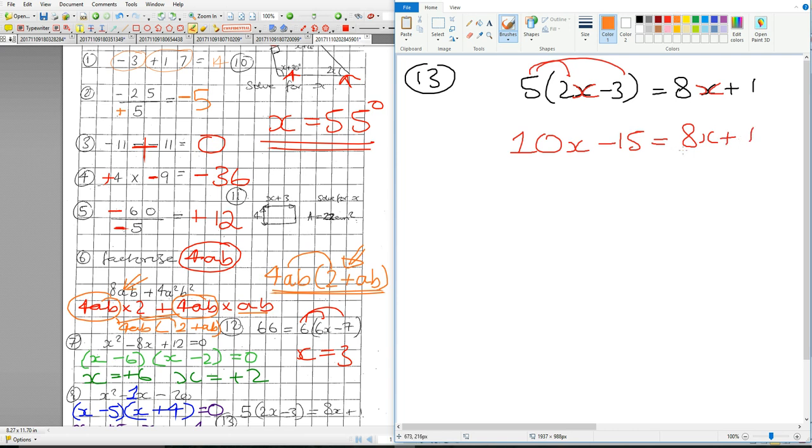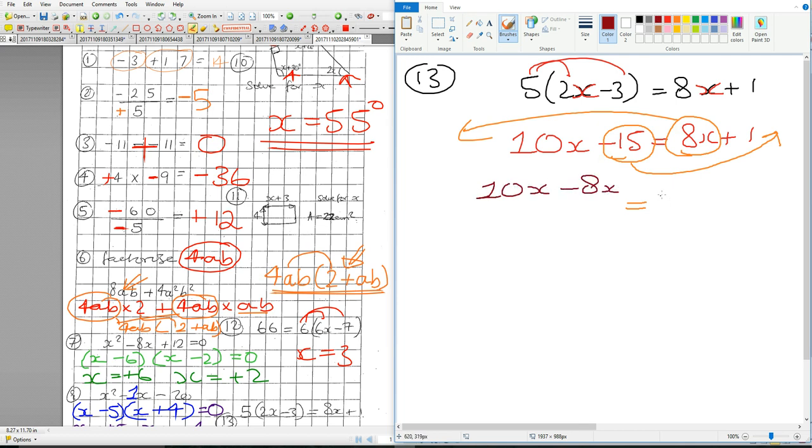So we always start at the smaller x value and get it towards the bigger one. And since the x's are moving left, they're migrating left, the numbers have to migrate to the right. So we have nice happy families. So we have the x's on the left hand side all together, being all friendly, and we have the numbers on the right hand side, and they're also catching up and seeing what they've been doing in the holidays. So you have 10x minus 8x, that'll give you 2x. So you have 1 plus 15, that'll give you 16.